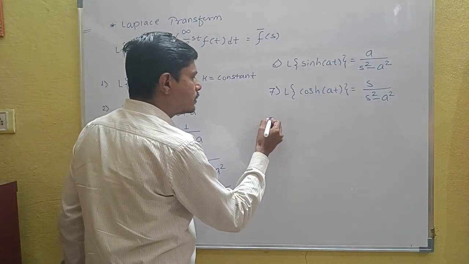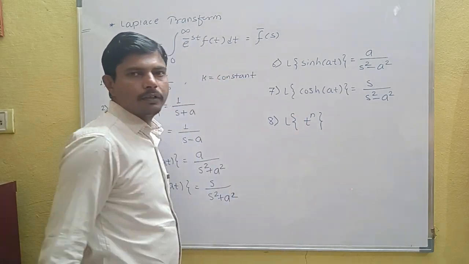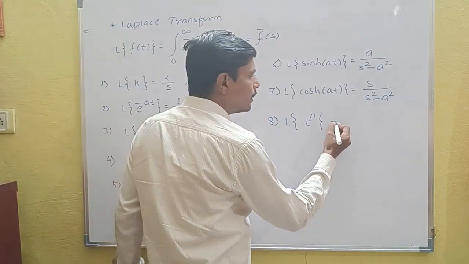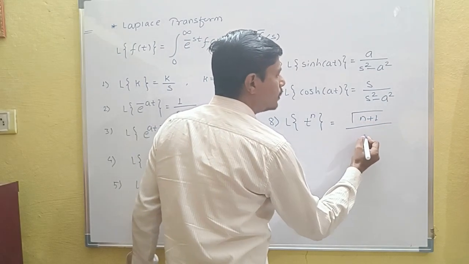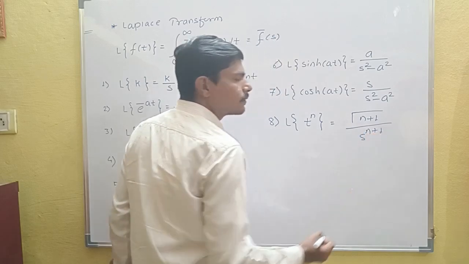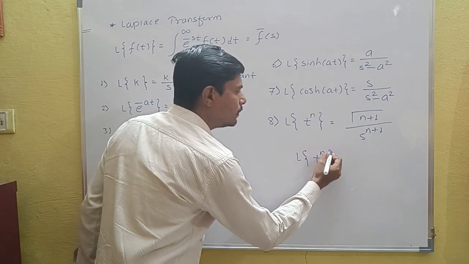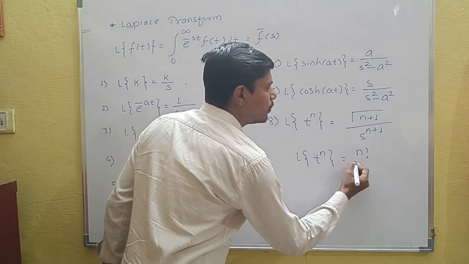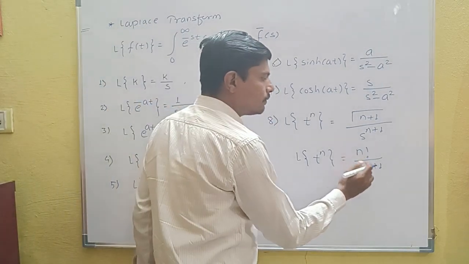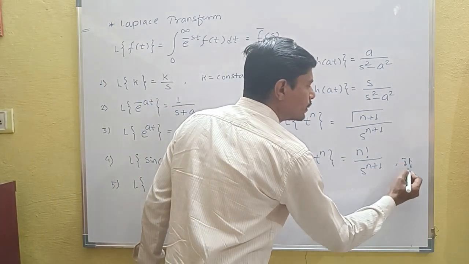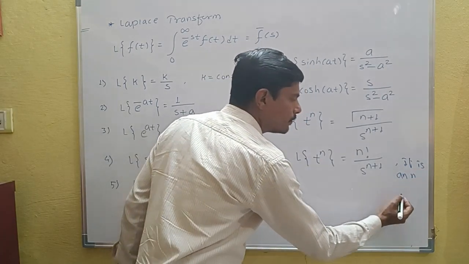Next है 8th, the Laplace transform of t power n. So Laplace of t power n is gamma of n plus 1 upon s power n plus 1. और Laplace of t power n इसे n factorial upon s power n plus 1 भी लिखा जाता है. So this one is used if n is an integer.